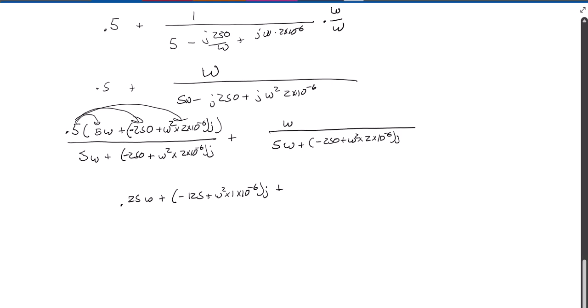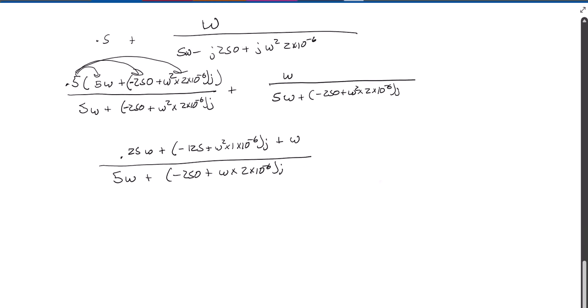And I'm adding all that to this, so plus omega over 5 omega plus negative 250 plus omega times 2 times 10 to the negative 6 j. Now, my goal is to figure out what omega makes the imaginary part of this equal to 0. And so to do that, I need to have all my imaginary stuff in the numerator. To do that, I'm going to multiply by the conjugate of the denominator.